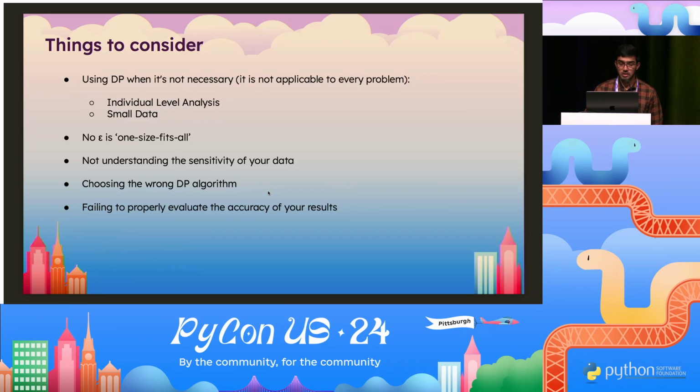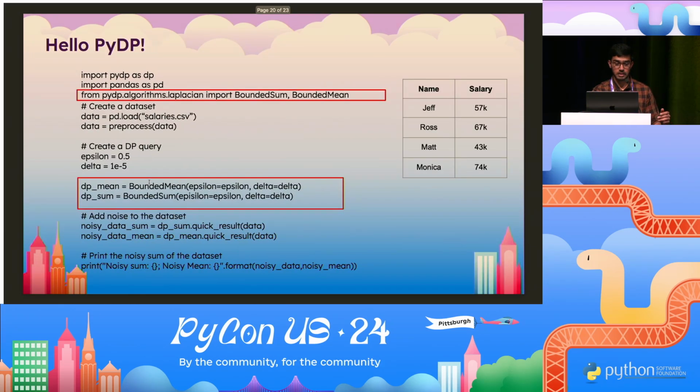Then, no epsilon is one size fits all, so you have to play around with a sample of your data and figure out what epsilon works the best for you. Then, not understanding the sensitivity of your data. As I mentioned, if the data set is too sensitive, and one of the attributes is changing a lot, then the noise that you're going to add is also going to be huge, and you'll suffer from problems with your accuracy. Then, choosing the wrong DP algorithm. If your data set is large, you cannot just use a quick result; you have to do it incrementally so that you don't run out of memory.